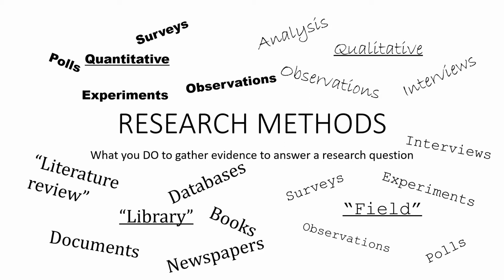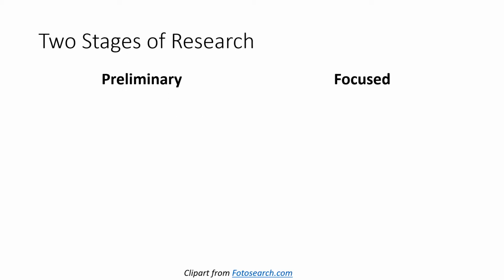So that seems like a lot to think about, isn't it? But what if it's not? What if I told you that choosing the right research methods for your project really only involved two steps? Many students don't realize that good research occurs in two stages, preliminary and focused. Preliminary research is pretty informal. It's just supposed to help you create the best, most unique research question that you can.